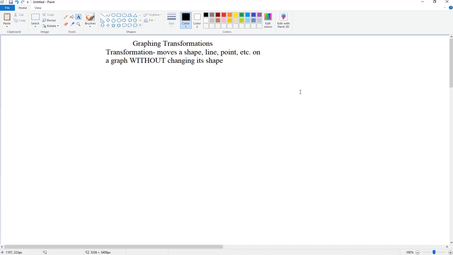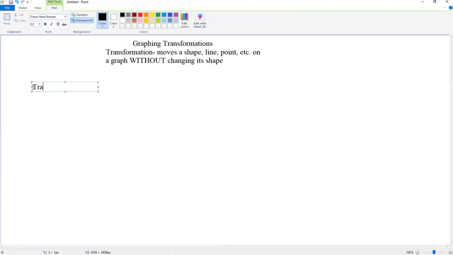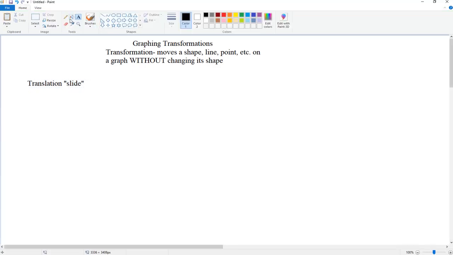The first way is called translation, and this can also be thought of as slide. So you are sliding a shape left, right, up, down, sometimes both at the same time. We'll do one at a time. Translation is called slide. So let's say we have a graph, and let's say that we have a shape that looks like this.